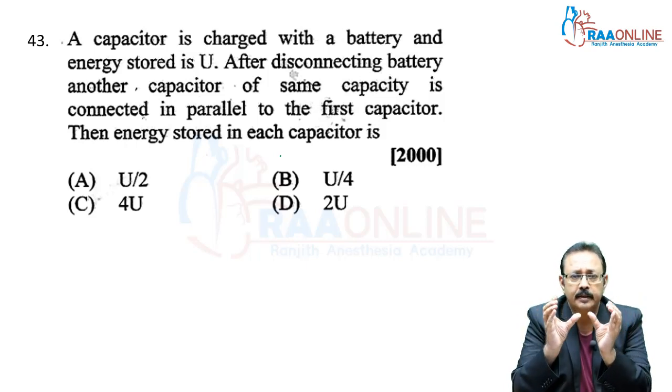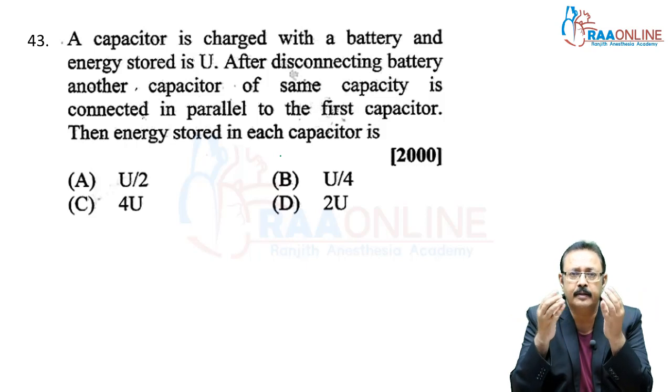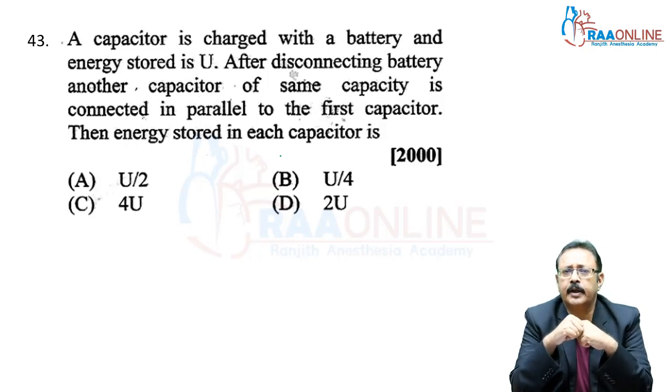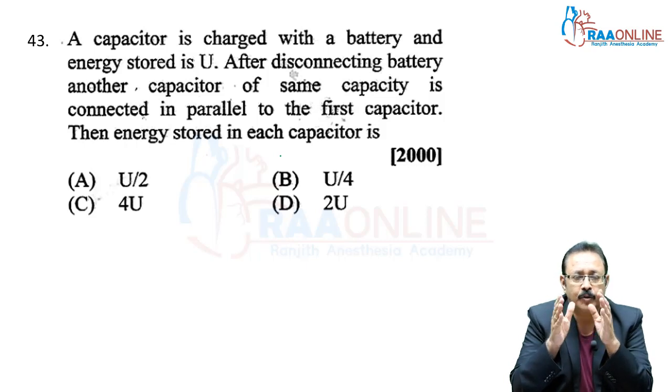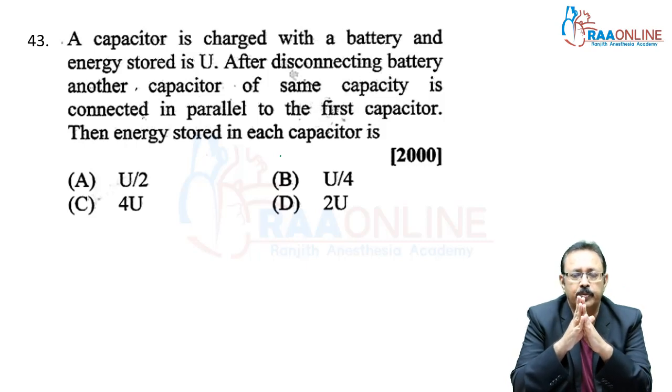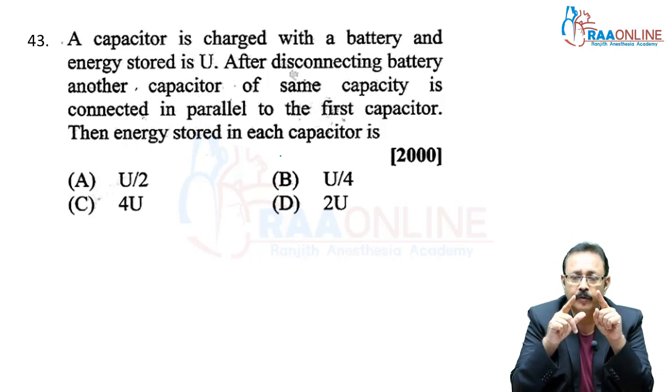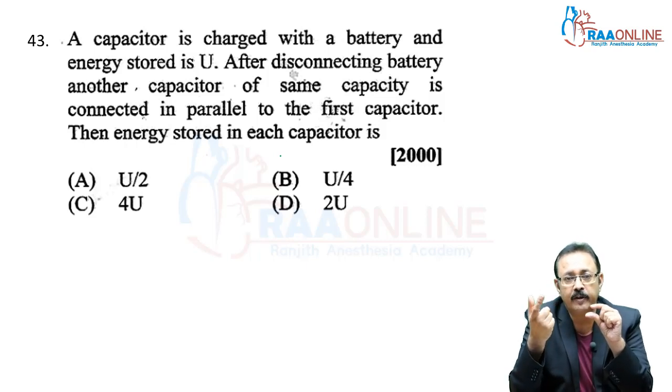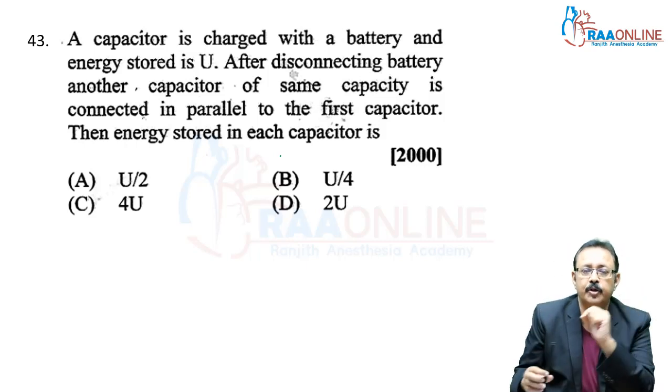When you connect two capacitors in parallel, the charge will redistribute in the ratio of capacity. Since both capacities are the same, Q will divide in two equal parts, Q by 2, Q by 2. So both have now charge Q by 2. Capacity is C. So what energy should both have, now what was the formula? Q square by 2C. But you make Q by 2, it is in terms of square. So it will become 1/4. So the answer should be U by 4.